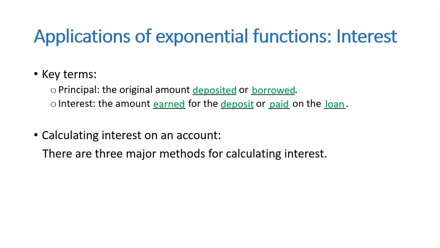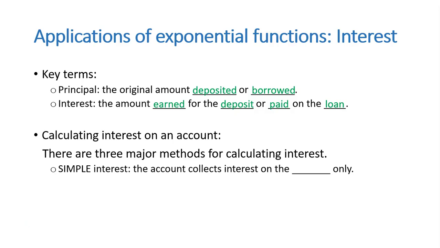There are 3 major ways for calculating interest. Every time you take out a loan, they're specifically going to tell you how they calculate your interest, and it's going to fall under one of these 3 categories. The first way is called simple interest. Under simple interest, the account collects interest on the principal only. Every time they add an additional amount to your account, they're only basing it on that original amount you deposited or borrowed.